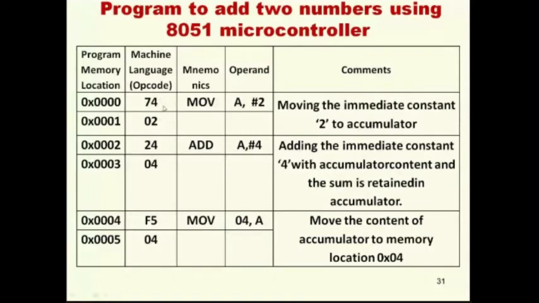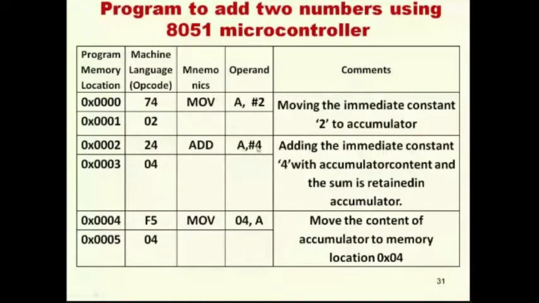Now 74 is an instruction, 2 is data. The first instruction is over. That means we have moved the number 2 immediately to the accumulator. Yes or no? What is the second instruction? ADD A, #4. Meaning what? Add the content of the accumulator with the immediate constant 4. It is very important: add the content of the accumulator with the immediate constant 4.